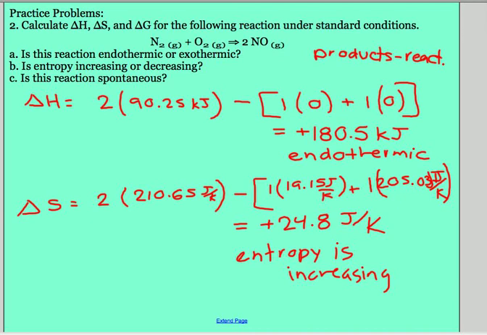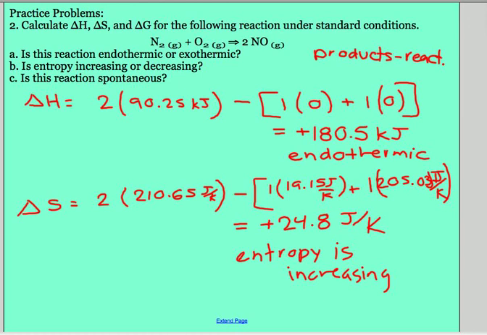But what they're asking you to do is first to calculate delta H. And you all know how to do this, products minus reactants. Then they're asking you to do delta S, same thing, products minus reactants, and then they're asking you to put that together to get your delta G. And then they're asking you, is it endo or exo? Is it entropy increasing or decreasing? So it's exactly the same thing. You will get exactly the same answer. It's just a different way of asking you the question.